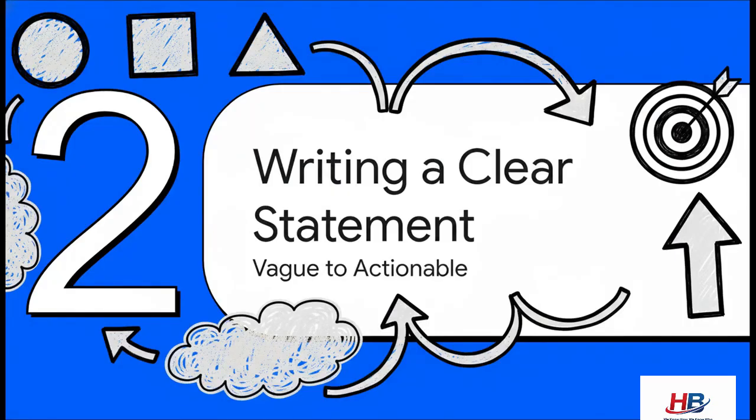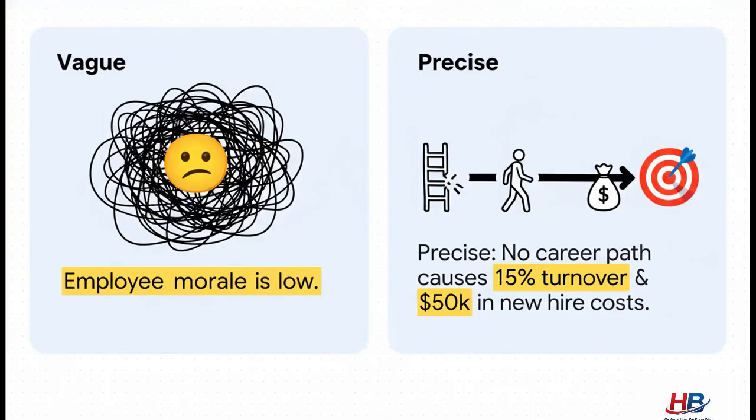Okay, so knowing these four parts is one thing, but using them is where the real magic happens. The whole goal is to combine these elements into one single, super clear problem statement that takes you from that vague feeling that something's off to a concrete target you can actually aim at. And this slide just shows the difference perfectly. On the left, we have "employee morale is low." I mean, what are you supposed to do with that? It's a symptom, sure, but it's a total dead end.